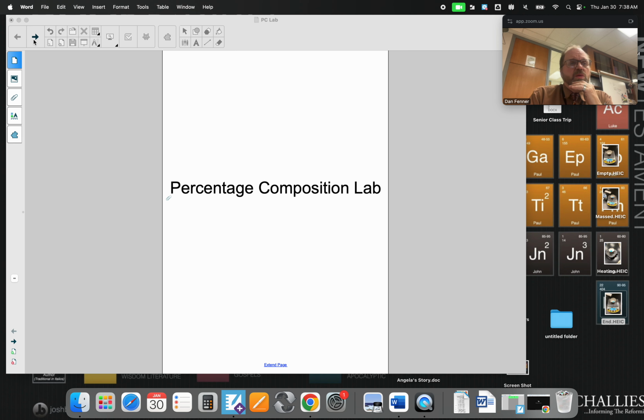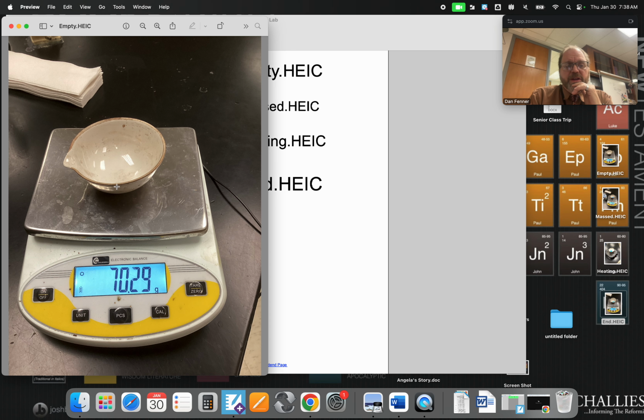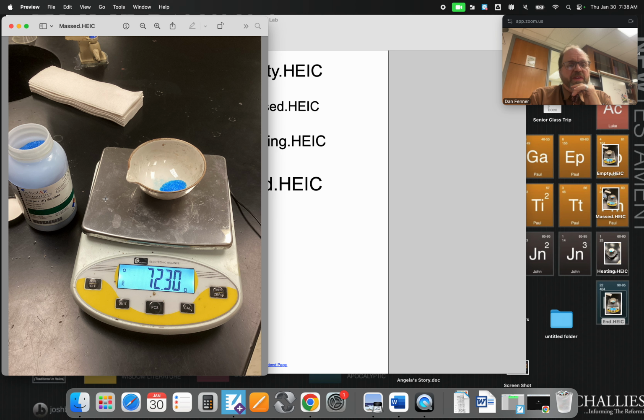Okay, so let's look at the calculations that I did. Here is my evaporating dish, and this is my electronic balance. When I massed them together, I got 70.29 grams. I then massed it with copper 2 sulfate, that really blue stuff on the bottom. The mass is 72.30, so it was over by 0.01, so I have 2.01 grams here of copper 2 sulfate.